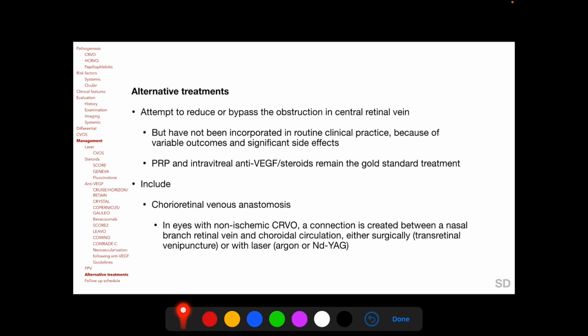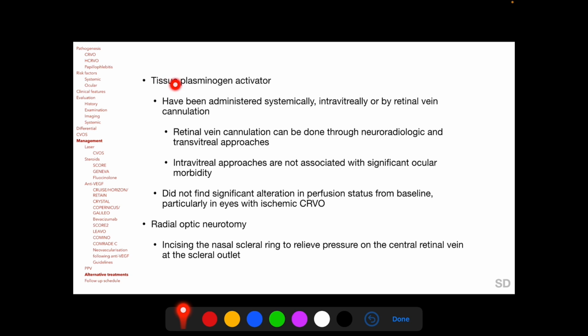And these alternative treatments include chorioretinal venous anastomosis, where a connection is created between a branched retinal vein and the choroidal circulation, administration of tissue plasminogen activator either systemically, intravitreally, or by retinal vein cannulation, and radial optic neurotomy to relieve pressure on the central retinal vein at the scleral outlet.